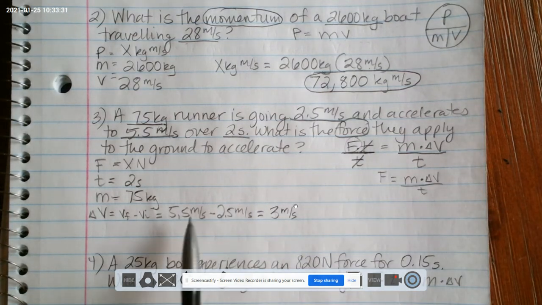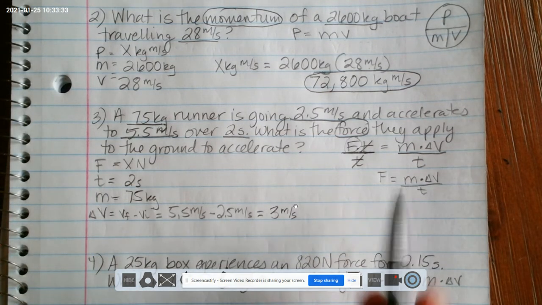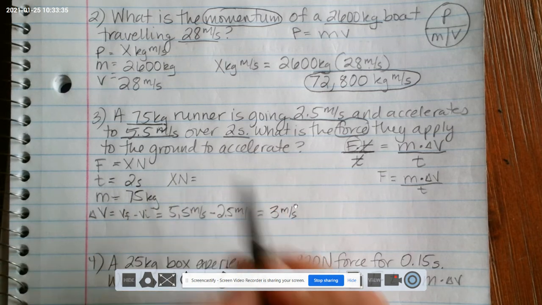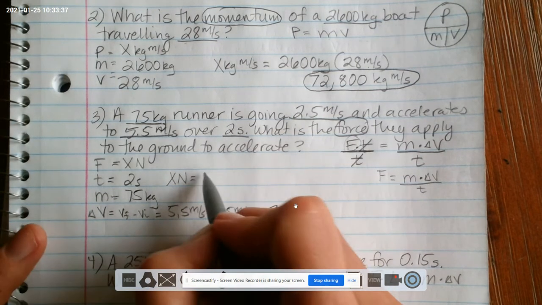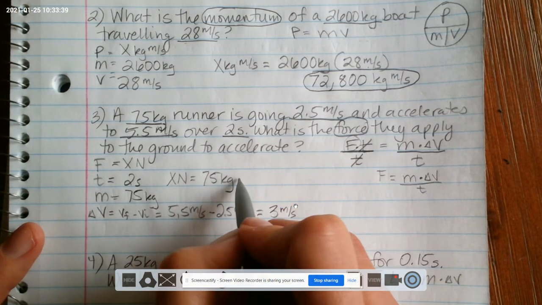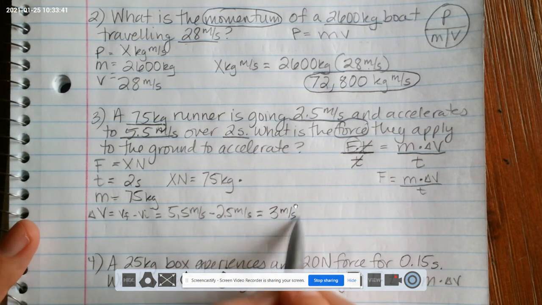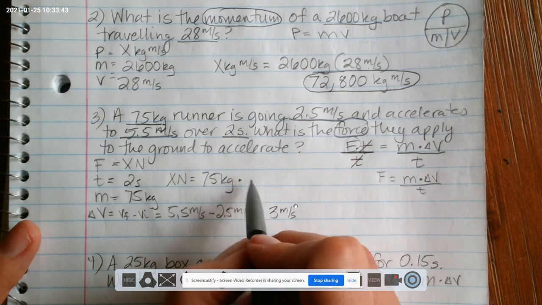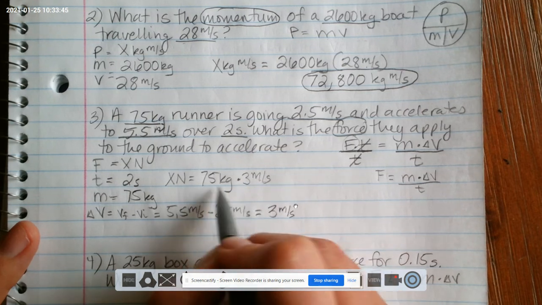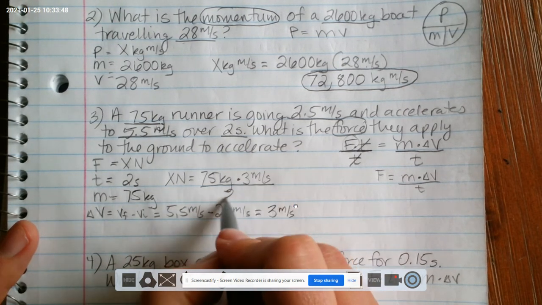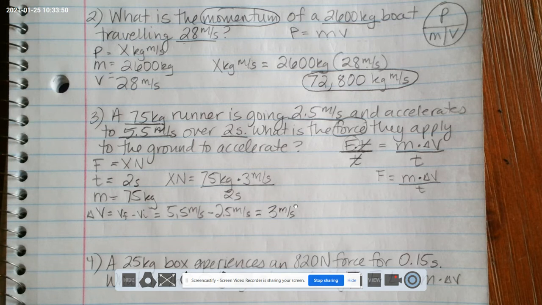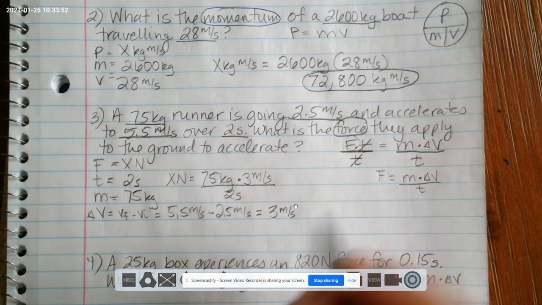So now I'm going to take all this information and plug it in here. My force is X newtons. I'm going to have my mass, which is 75 kilograms. I'm going to multiply that by my change in velocity, that's the new velocity I just found. I'm going to divide that by my time of 2 seconds. Okay, so now I have to just plug it all into my calculator.